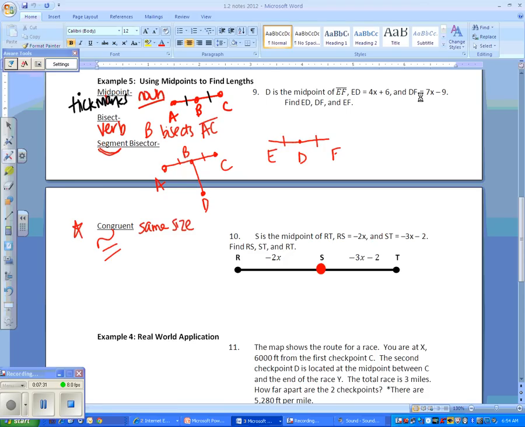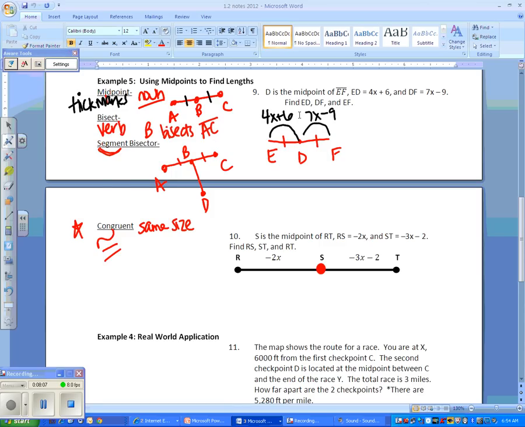Now we're going to fill in what they tell us. So they tell us that ED is 4x plus 6. So this part is 4x plus 6. And they tell us that DF is 7x minus 9. So this part is 7x minus 9. Given just that information, you can find out how long ED is, how long DF is, and how long EF is. And some of you guys are going, well, hello, Miss Broyles, we already know what ED is. ED is 4x plus 6. If you went to the store and bought a shirt for 4x plus $6, I would really, really be interested. Please let me know.